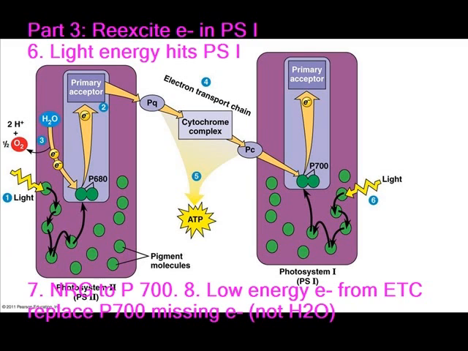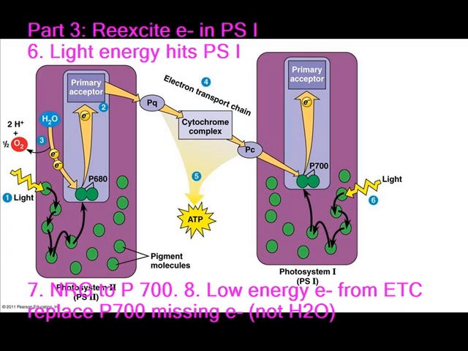They have gone down the electron transport chain. So what happens next is that light energy, as you can see on the very far right, is going to hit photosystem 1. That then ultimately is going to excite those low energy electrons so that they can have energy again.